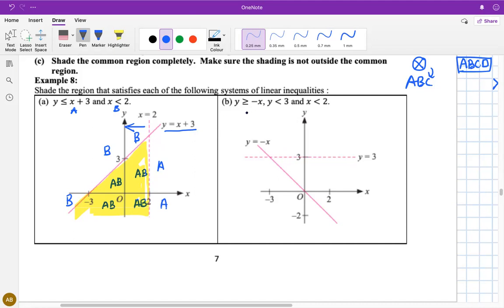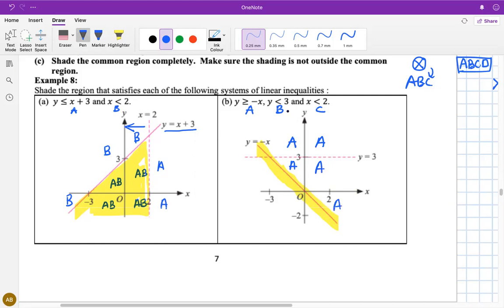So next we go to this question. I still use alphabets. This one I use A, B, C. Okay, y is bigger than or equal to negative x. So this is the line. Bigger, so it is above, right? Therefore I name this A, A, A, A. This one also A. Below this line also A.